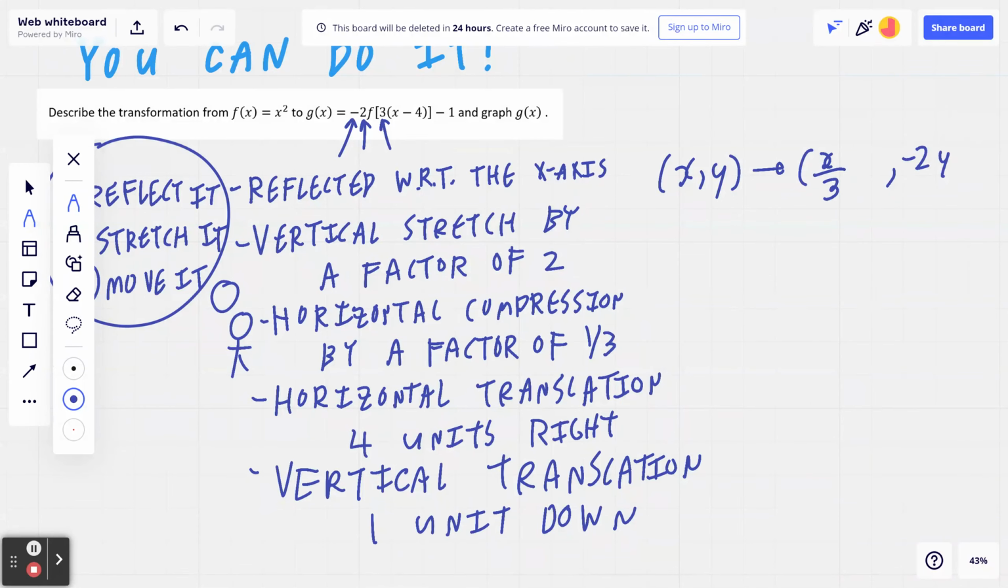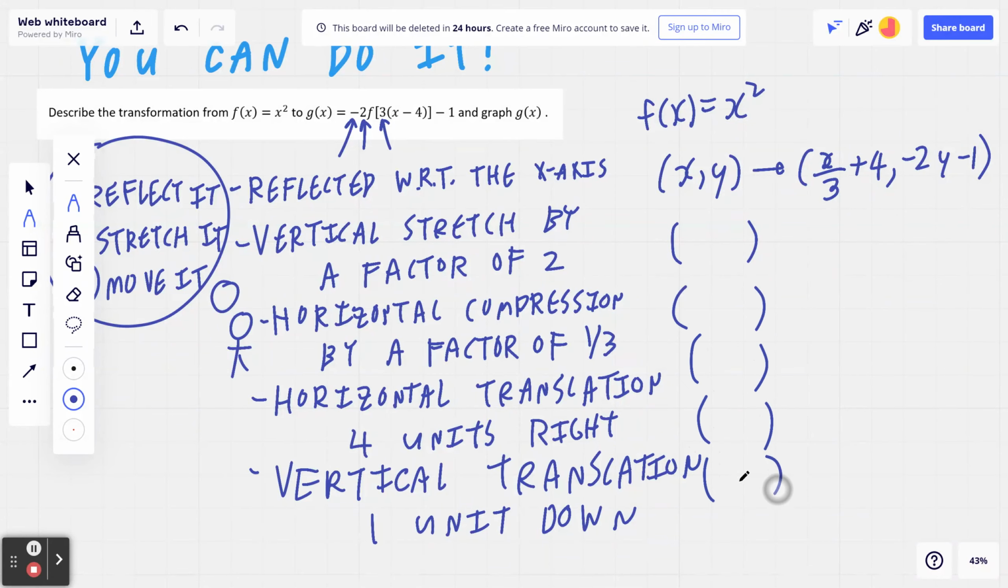Last but not least, if you're going to go right by 4, horizontal translation 4 units right, you can add 4 for the x component. And for a vertical translation, 1 unit down, you're going to subtract 1. So again, step 2, we're going to write down the mapping rule. Now be mindful, the parent function, the base function, is y equals x squared. So you go back to the basic function.